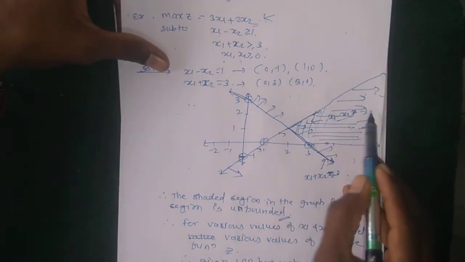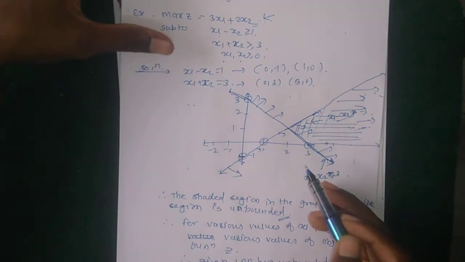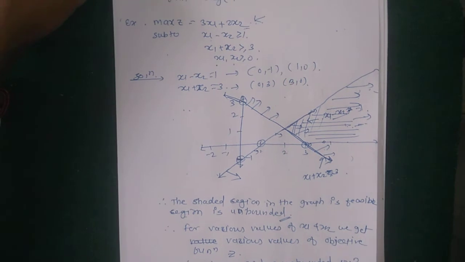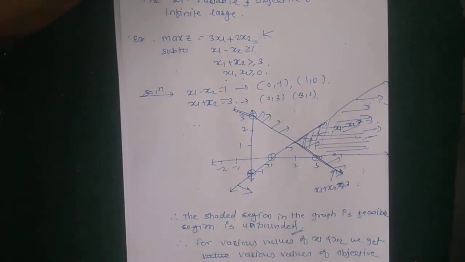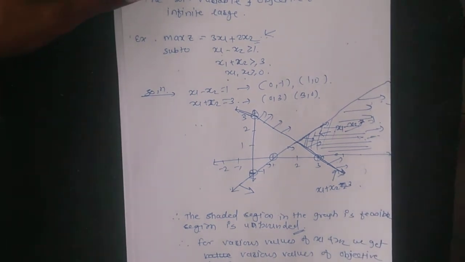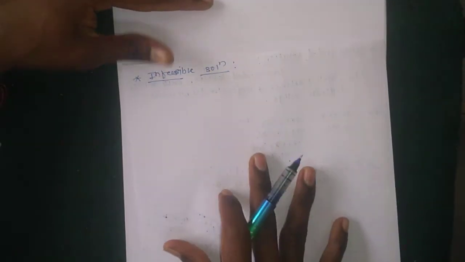Here the common region is this, but for an infeasible solution there are two constraints that do not share a common region, and we also do not satisfy the feasibility condition, that is, x1 and x2 are greater than or equal to 0. So, infeasible solution.